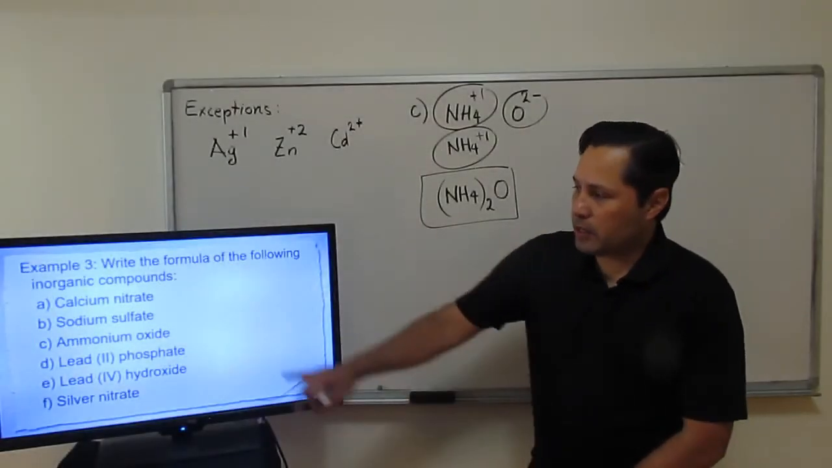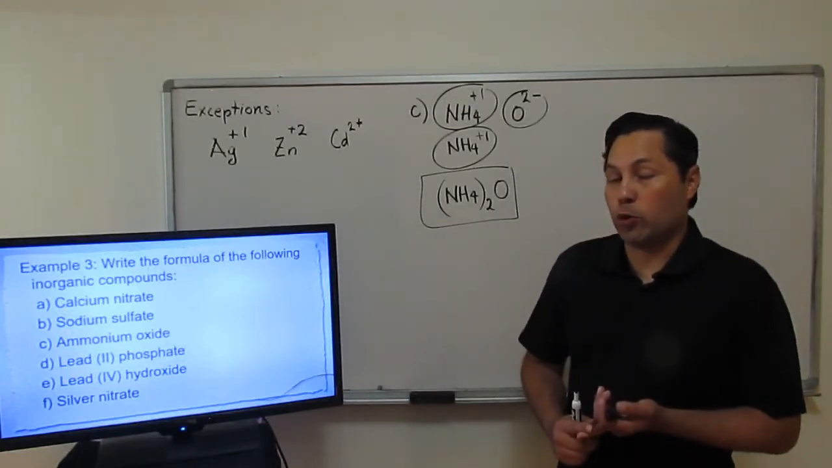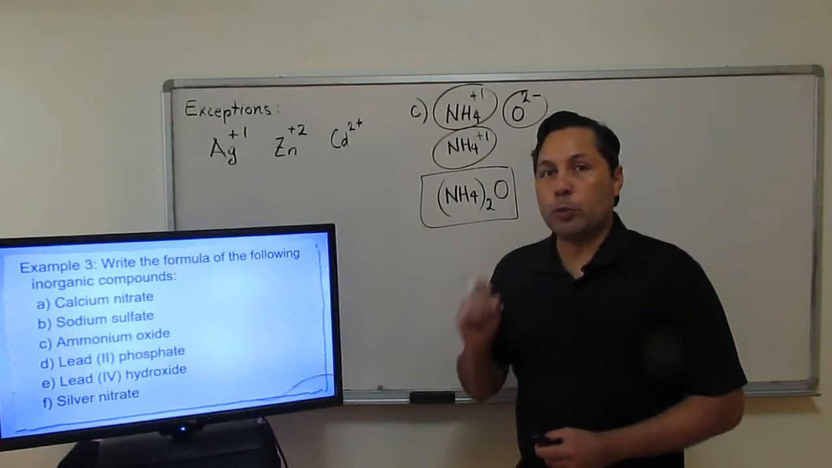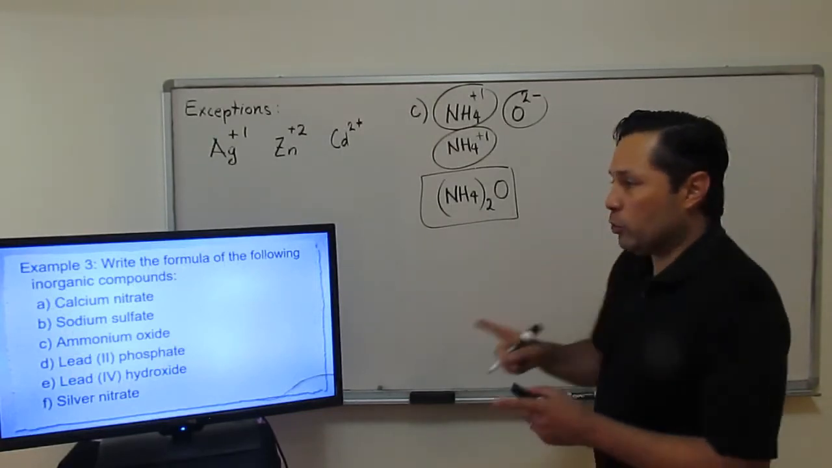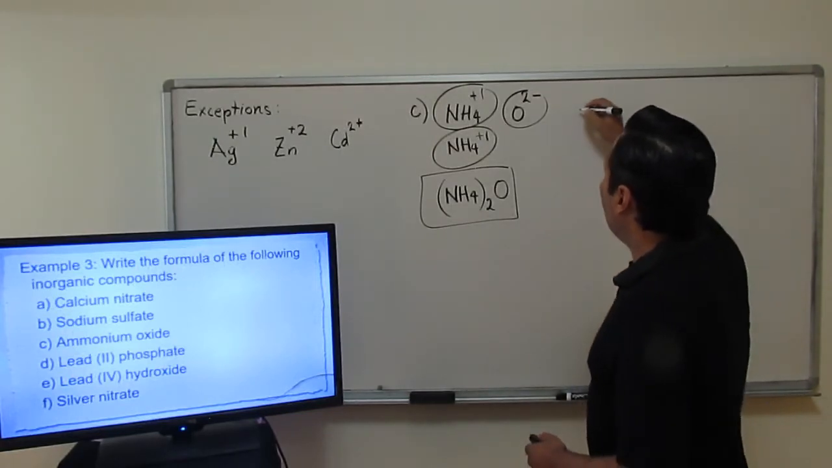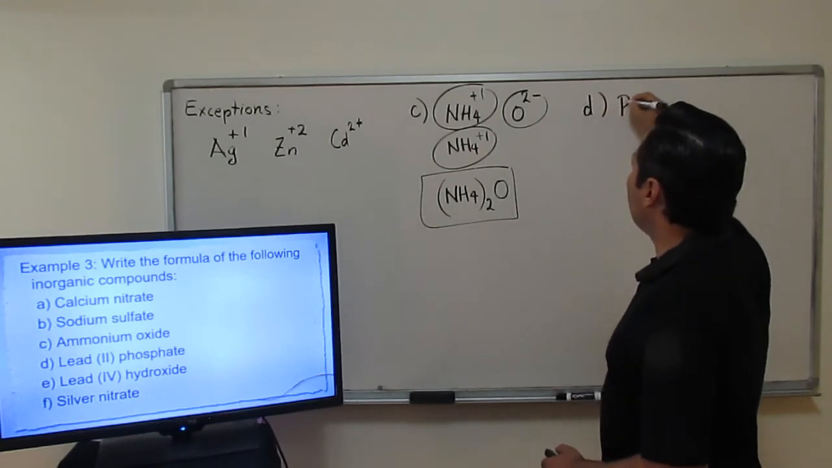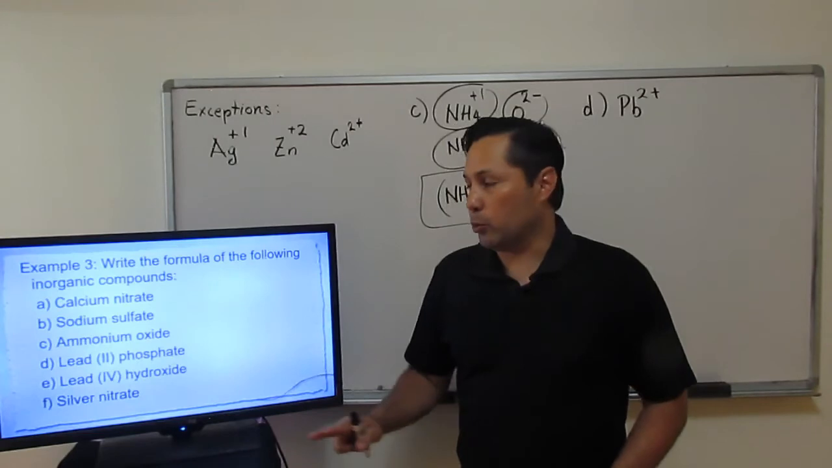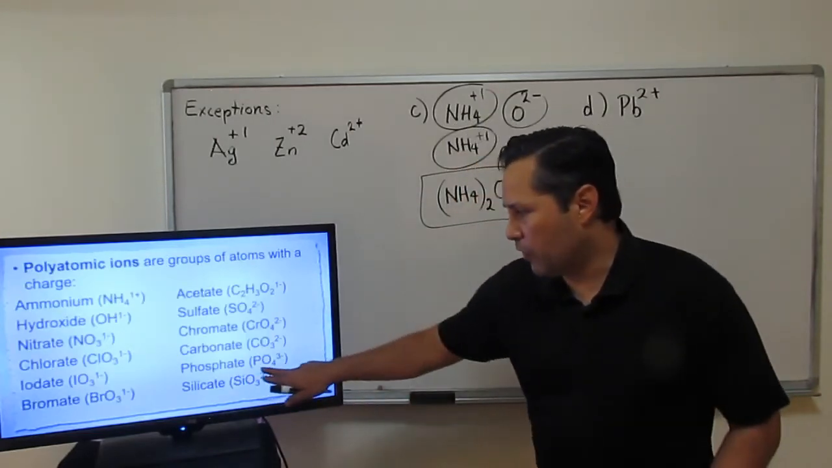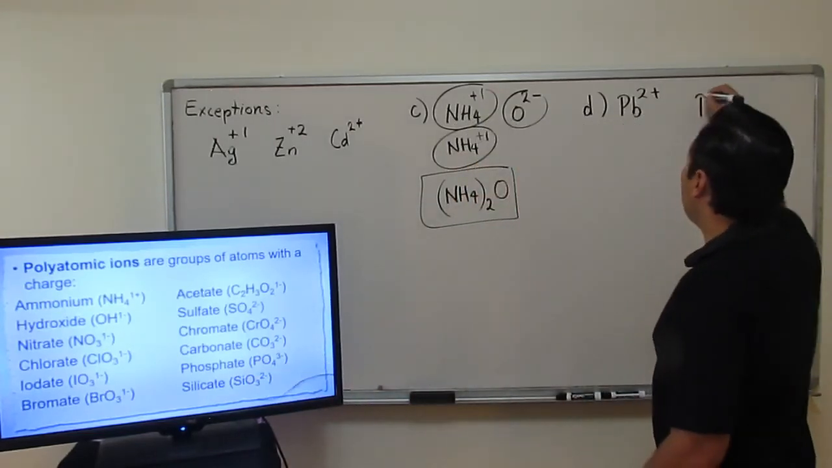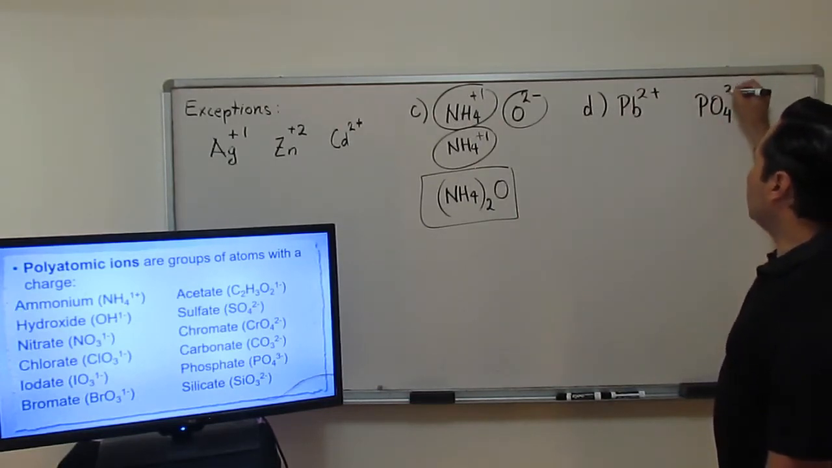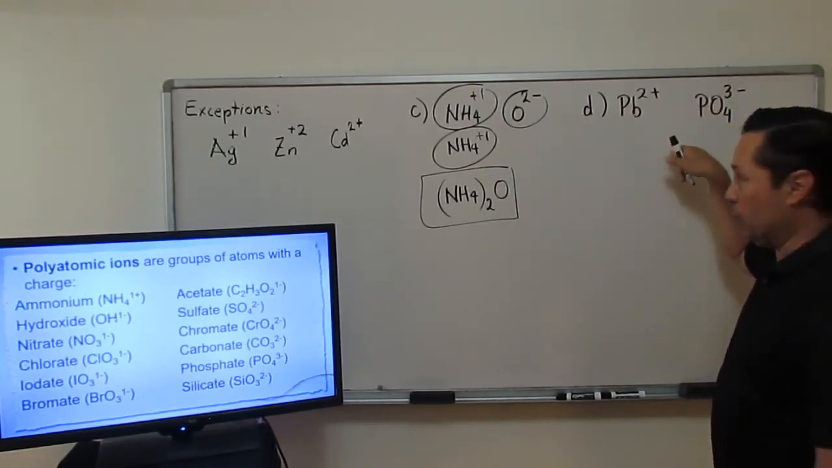Alright, up next is letter D. That one has a Roman numeral. Lead, Roman numeral 2, phosphate. Now the Roman numeral, remember, it tells you the charge. So I don't even have to look it up in the periodic table. I know that lead is Pb, and I'm going to put a 2 up here because of that Roman numeral 2. Phosphate, we'll look it up, you'll find it right here. It is a phosphorus with 4 oxygens attached to it, and this whole thing has a charge of -3.